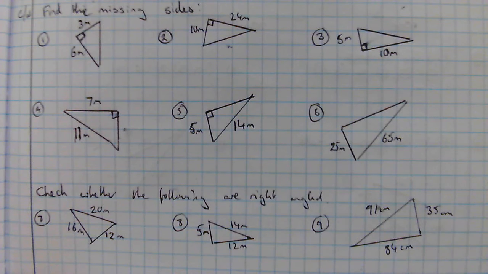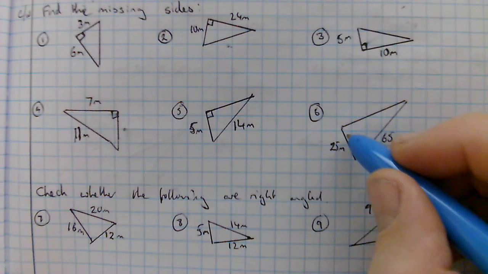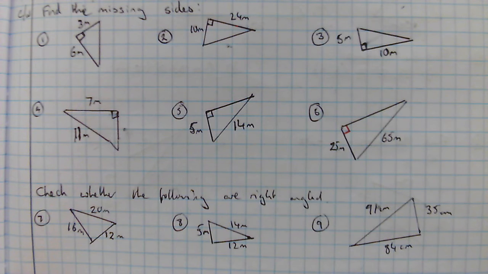Okay, so for the first 6 questions here, you're being asked to find the missing side. Sorry, I didn't draw the right-angled symbol on here. Just be careful as to whether it's an addition problem, you're finding the longest side, or a subtraction problem, you're finding one of the two shorter sides.